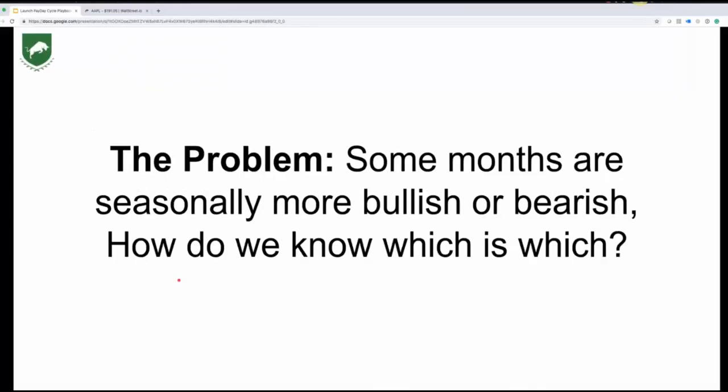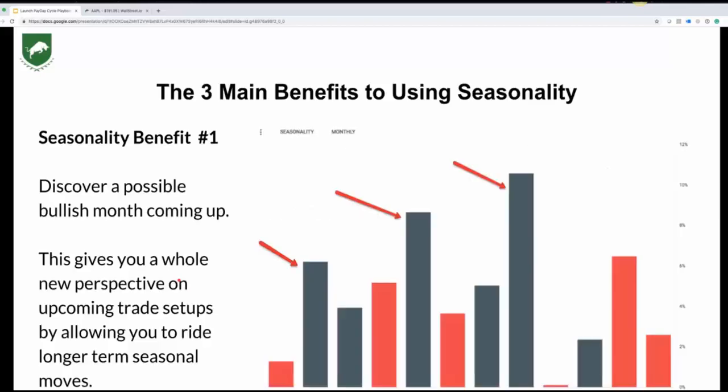Okay, so one of the problems, again, is that some months are seasonally more bullish or bearish, and how do we know which is which? I'd like to introduce you to my third rule. First one being payday cycles. Second one being only take payday cycles when the MACD is confirming. Third one is use seasonality to help identify months that are likely going to be really, really strong or really, really weak.